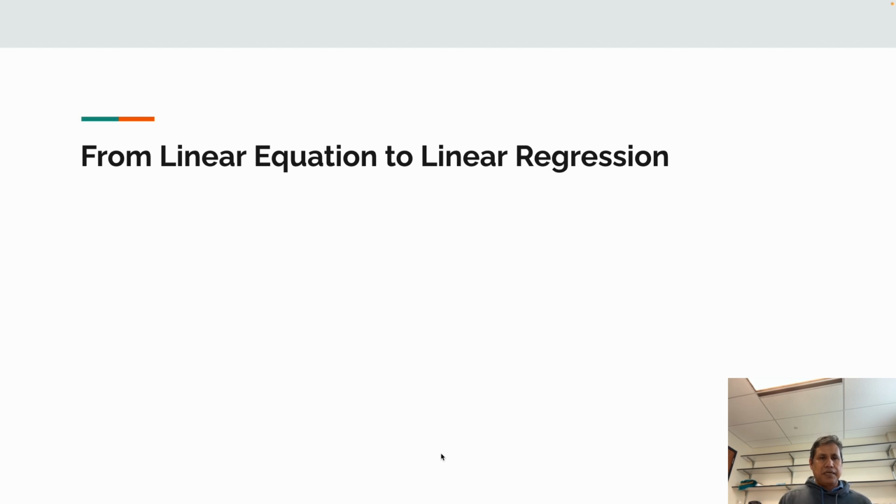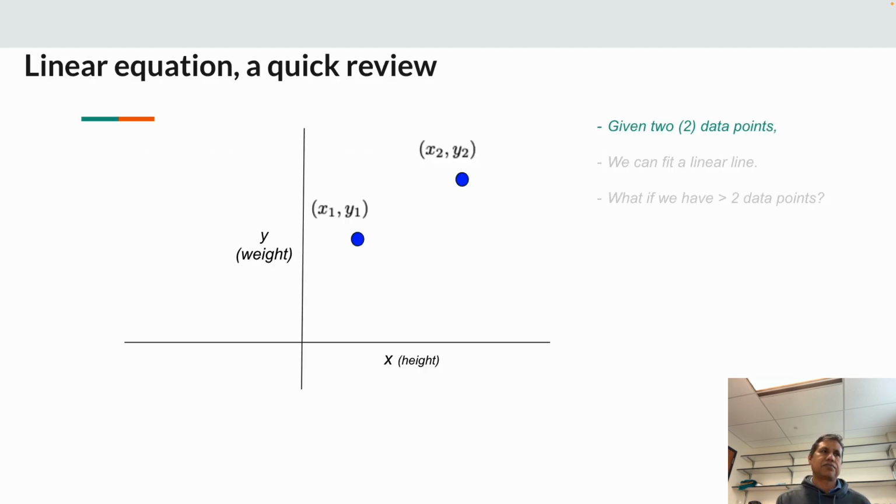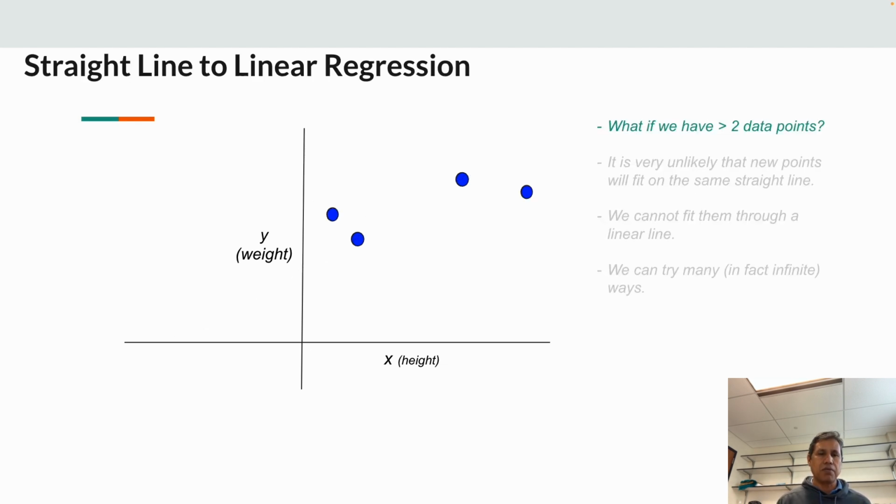So now we will move from this linear line to linear regression. We'll use the same two data points and draw a linear line, but the problem becomes when we have more than two data points. For example, here we have 4. And it is very unlikely that all these 4 points will sit on the same line, right?